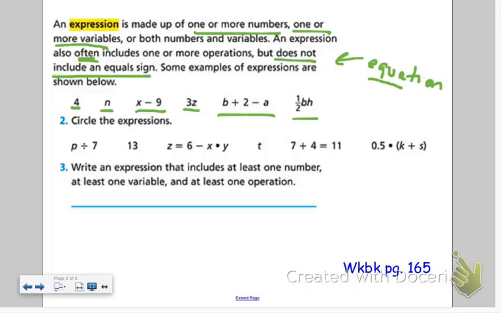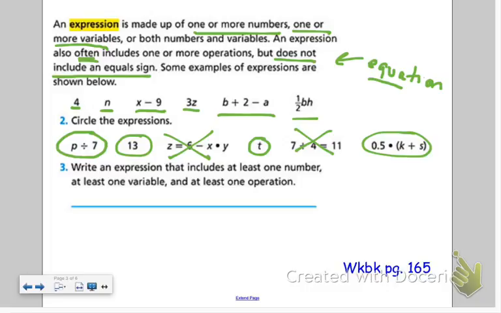For number 2, we're going to circle the expression. So let's see, p divided by 7, that counts. We've got a number, we've got a variable, we have an operation sign. 13, that counts. It's just a number, but that still works. This next one, z equals 6 minus x times y, not an expression because it has that equal sign. We cannot include it as an expression if it has an equal sign. t, yep, that works. 7 plus 4 equals 11? Nope, there's an equal sign. And 0.5 or 1/2 times the sum of k and s, yep, that works. That's an expression.